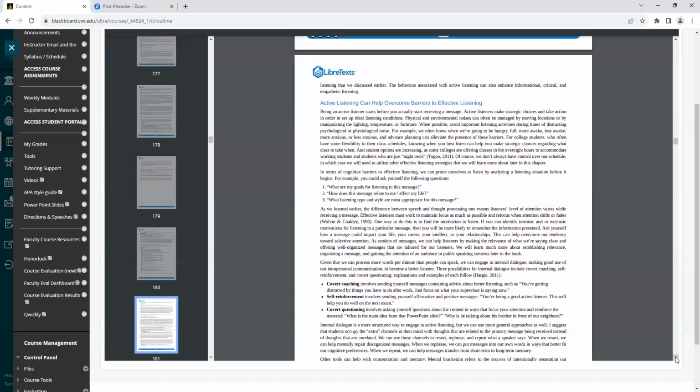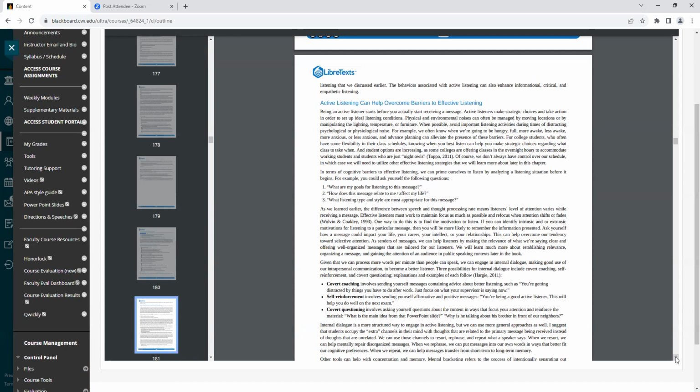Being an active listener starts before you actually start receiving a message. Active listeners make strategic choices and take action in order to set up ideal listening conditions. Physical and environmental noises can often be managed by moving locations or by manipulating the lighting, temperature, or furniture. When possible, avoid important listening activities during times of distracting psychological or physiological noise. For example, we often know when we are hungry, full, more awake or less awake, more anxious or less anxious, and advanced planning can alleviate the presence of these barriers.